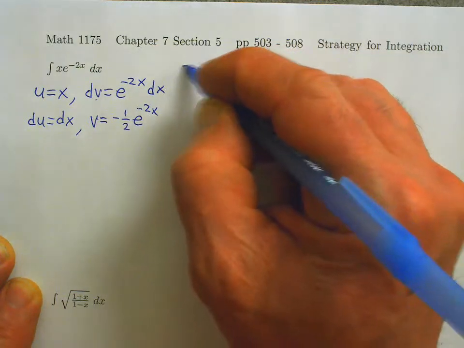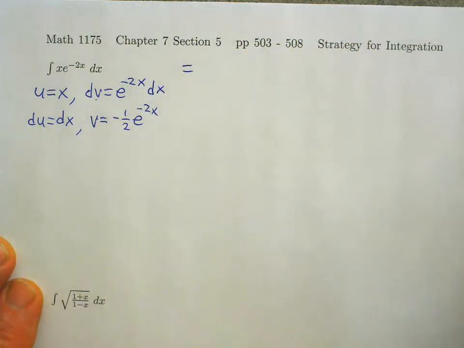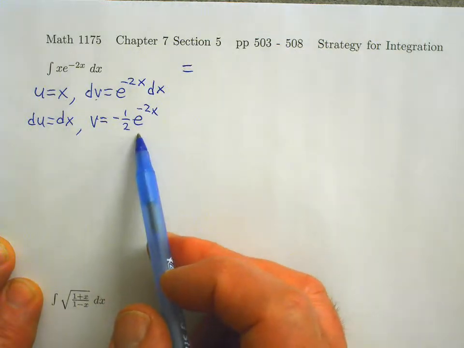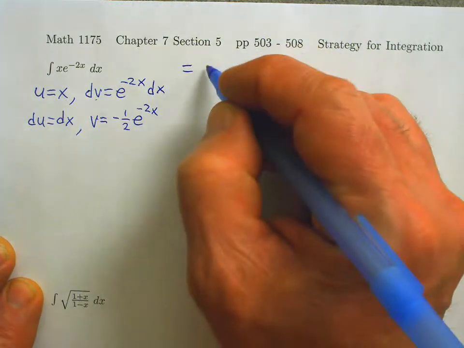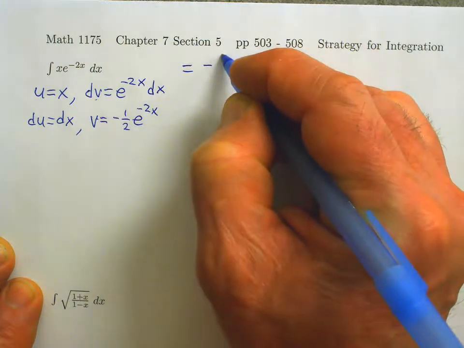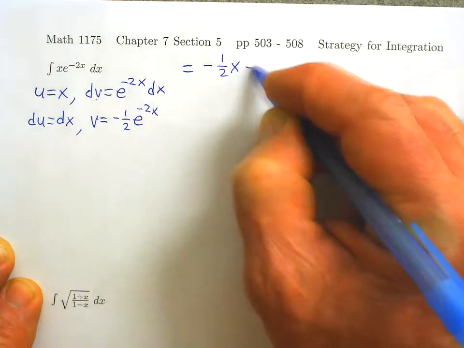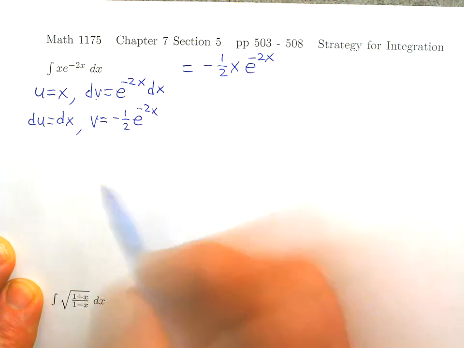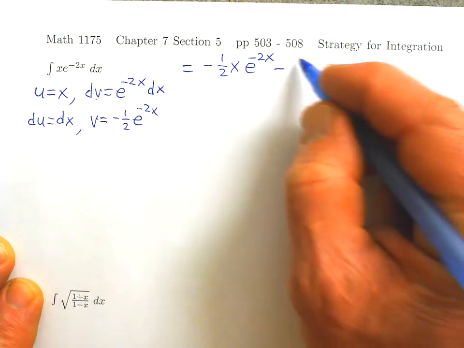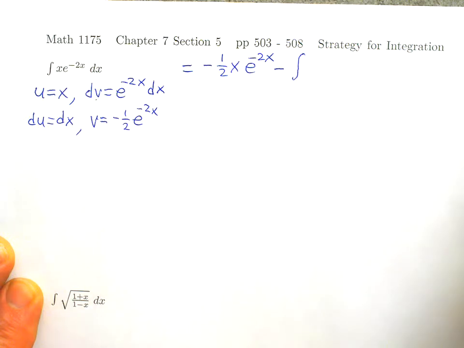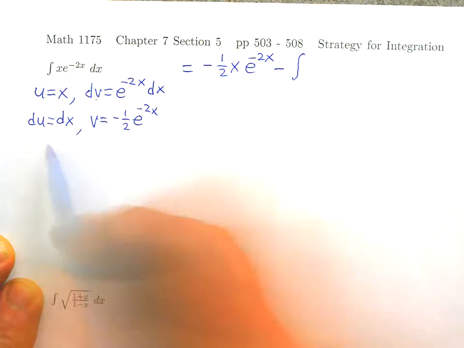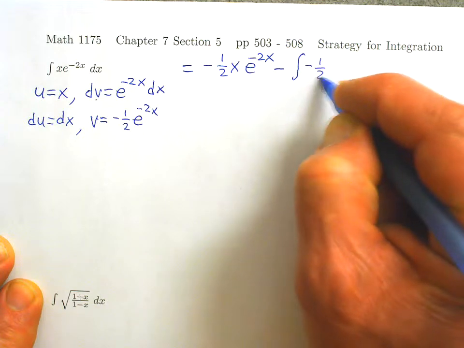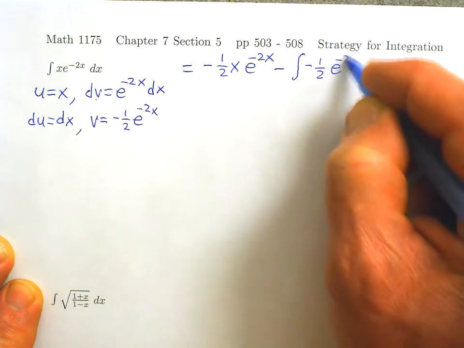Okay, so if we apply the integration by parts formula, u times v, so x times negative 1/2 e to the negative 2x. This will be negative 1/2 x times e to the negative 2x. And then we're subtracting the indefinite integral of v du. So we're subtracting the indefinite integral of negative 1/2 e to the negative 2x dx.